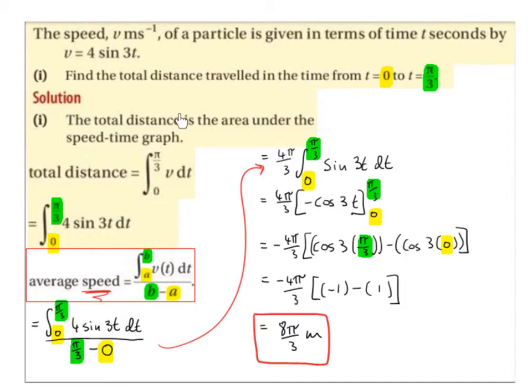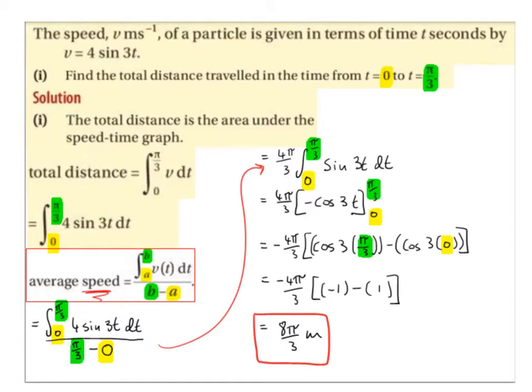The total distance is the area under the speed time graph. So the total distance is the integral of v dt between the limits pi over 3 and 0. So v we know is 4 sine 3t. So we want to integrate 4 sine 3t dt with respect to t between the limits 0 and pi over 3.